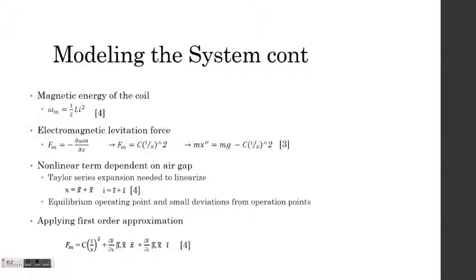The nonlinear term is dependent on the air gap. Thus, we need to linearize the system about these two variables by taking a first-order Taylor series expansion about the points that describe a desired operating point, and small deviations from I and x. In the final first-order approximation, the bar denotes the equilibrium operating point and the tilde represents the small deviations from the operating point.